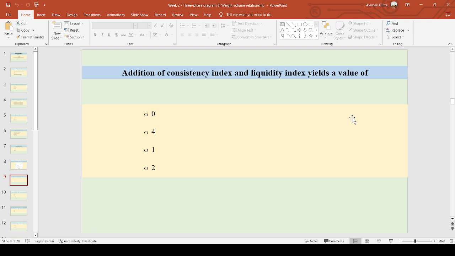I'll repeat the question. Addition of consistency index and liquidity index yields a value of. What do we get when we add consistency and liquidity index of any particular soil? Please keep in mind that consistency index and liquidity index will be evaluated for one particular type of soil, and for that specific soil, if we get these two values, then on addition, what shall we get? So this is the question. Your options are 0, 4, 1 and 2. Next question.